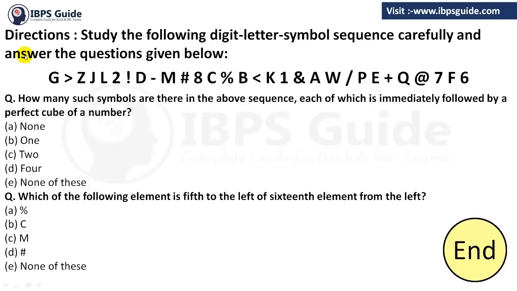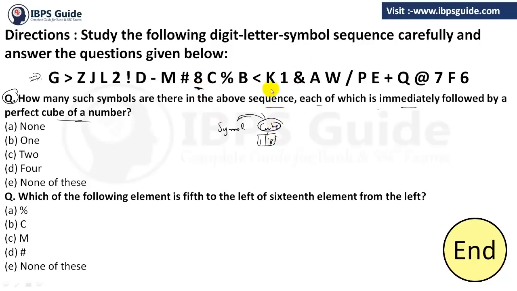Now see, we have an alphanumeric series here. The first question is: how many such symbols are there in the above sequence, each of which is immediately followed by a perfect cube number? So first of all, you have to see the above series in which we must have some numbers, and we have to find out the cube numbers, because we have to find a symbol which is immediately followed by one. Followed means to the right of the symbol it must be a perfect cube. And as you know, in the above there are only single digit numbers, so the cube can be only 1 or 8. Other than that there is no possibility for any cube number because it is a single digit number. So first of all you have to see just the 1 and 8.